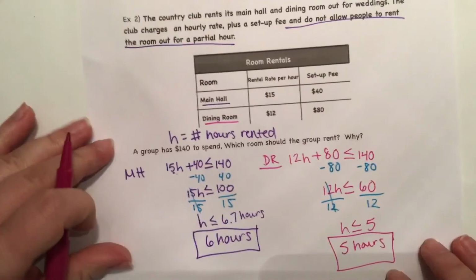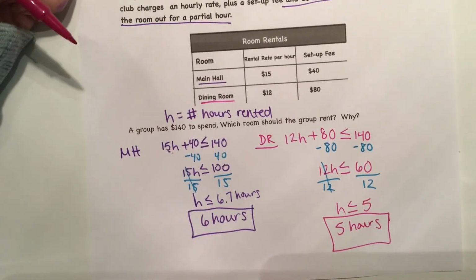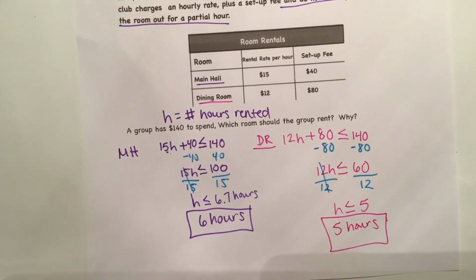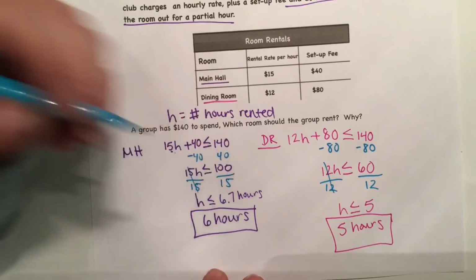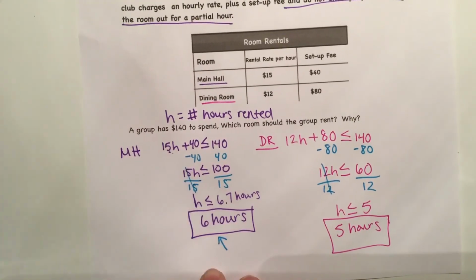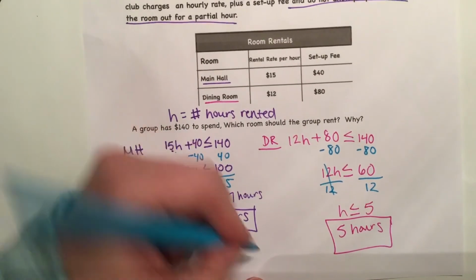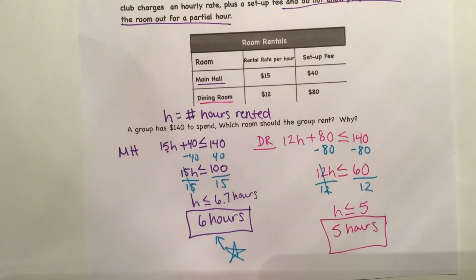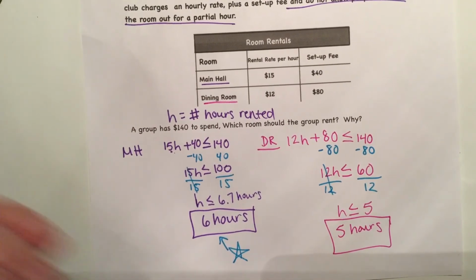So now if I had to choose which room they should rent, I would argue that they would be renting the main hall because this is going to allow them more time for their rental.